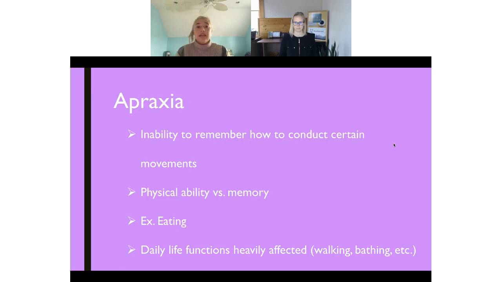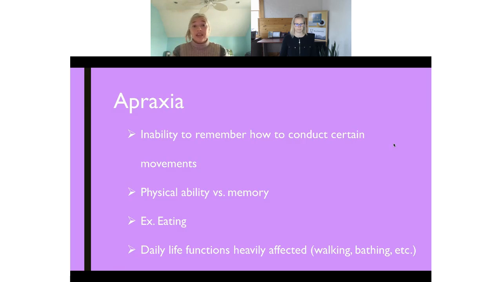Apraxia is the inability to remember how to conduct certain movements. Physical ability versus memory, right? So what I had talked about two slides ago, eating, was a great example of that. You do see a lot of thin dementia or Alzheimer's patients because they are hungry, but their brain is not properly communicating how to eat, how to pick up that spoon, how to bite, how to chew. So unfortunately, a lot of daily life functions are heavily affected.